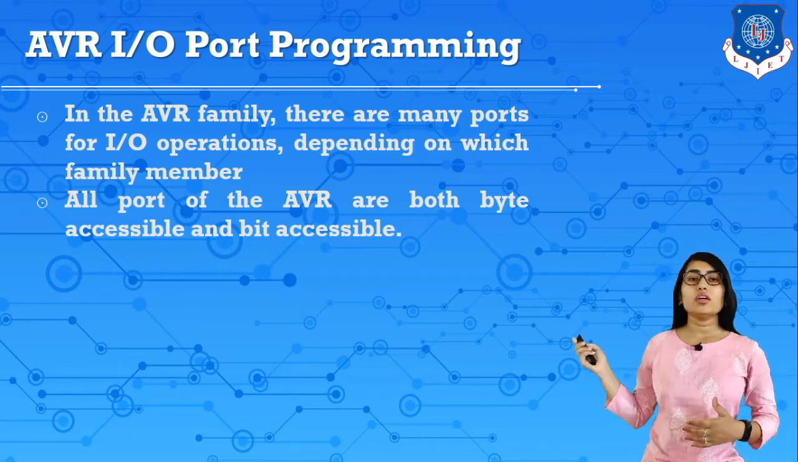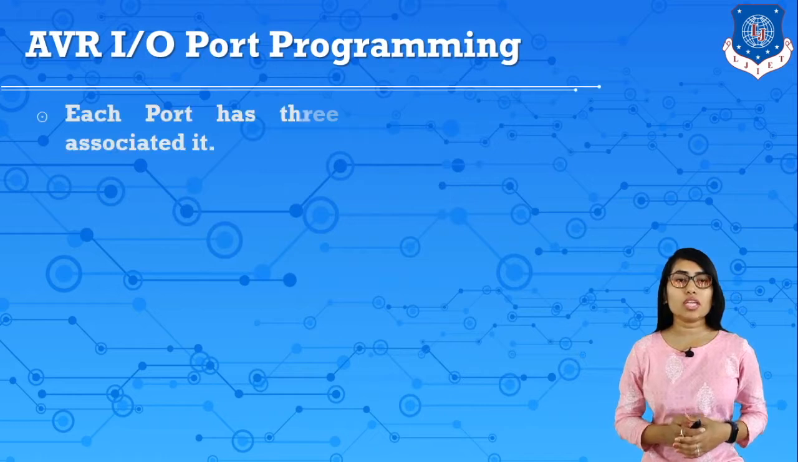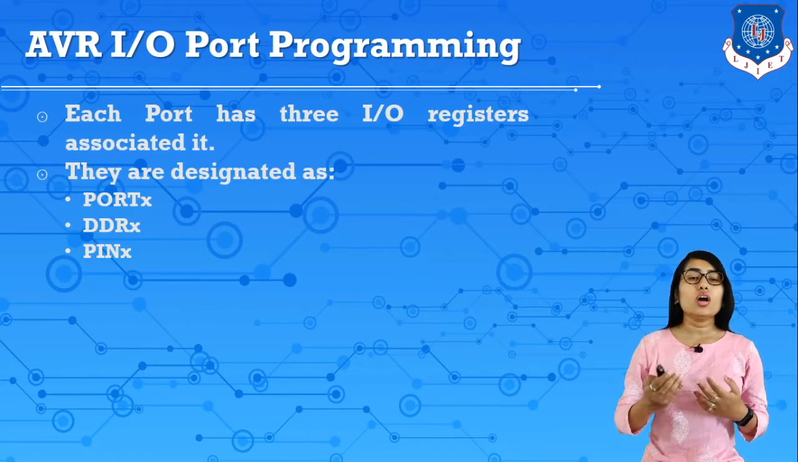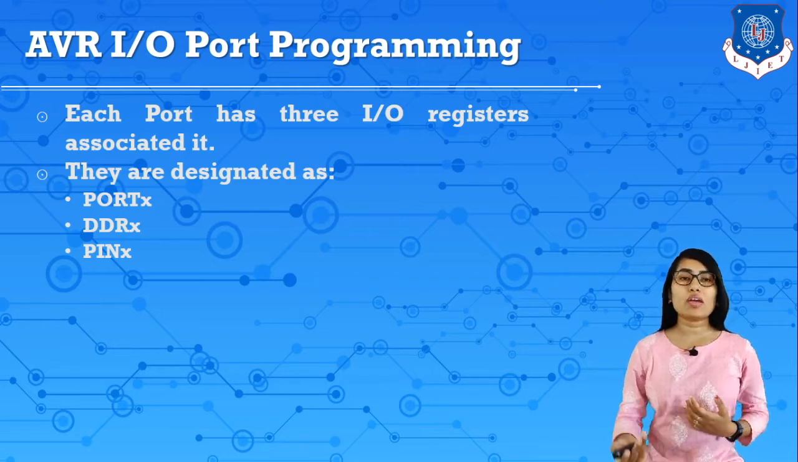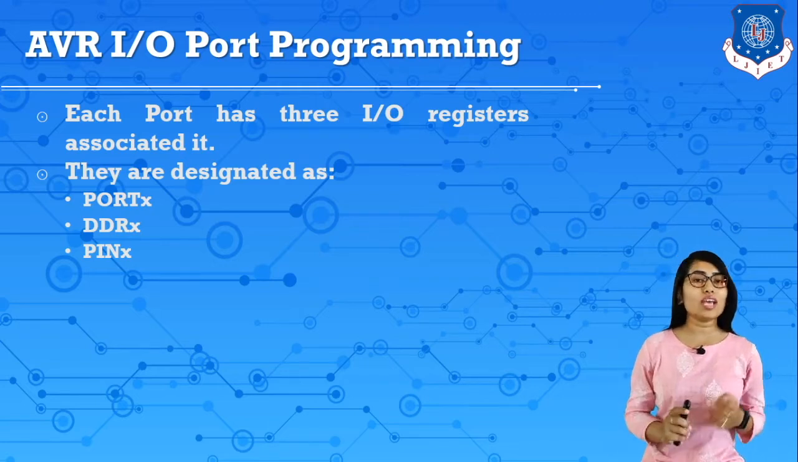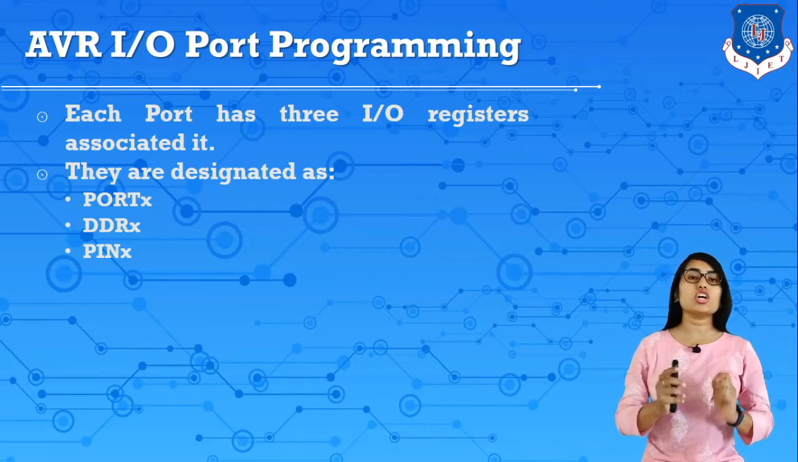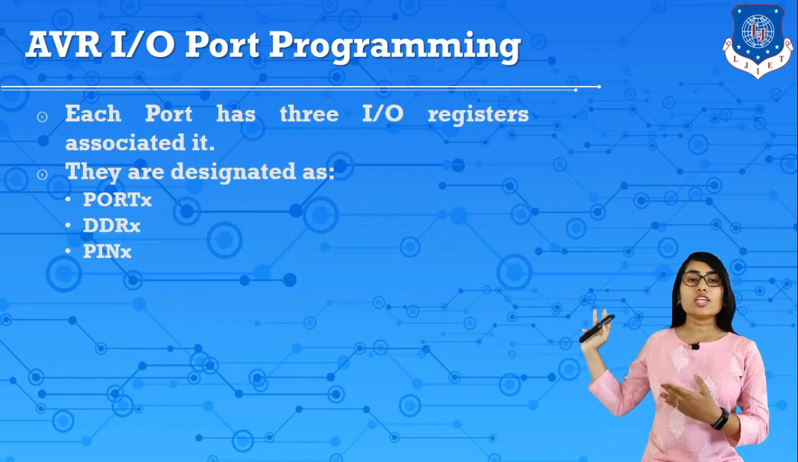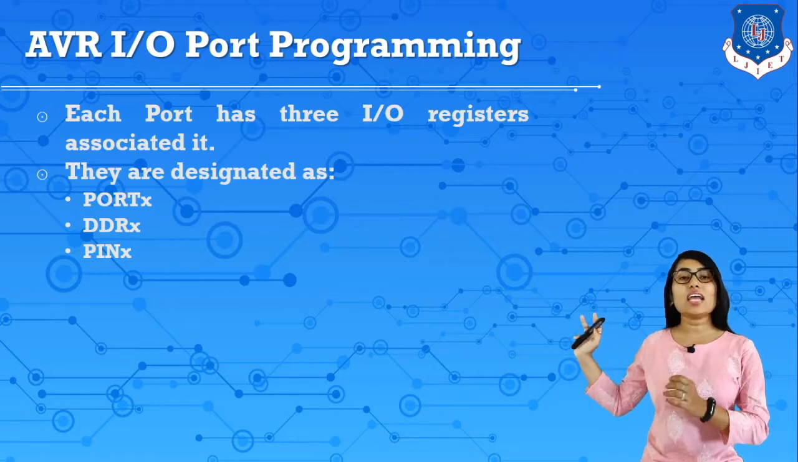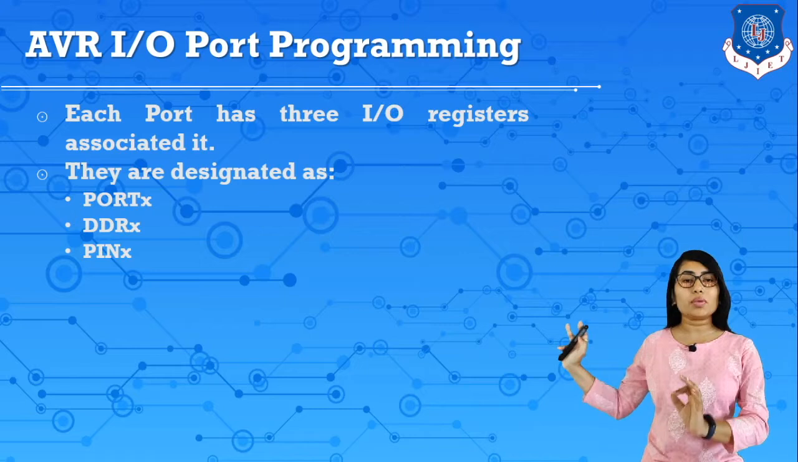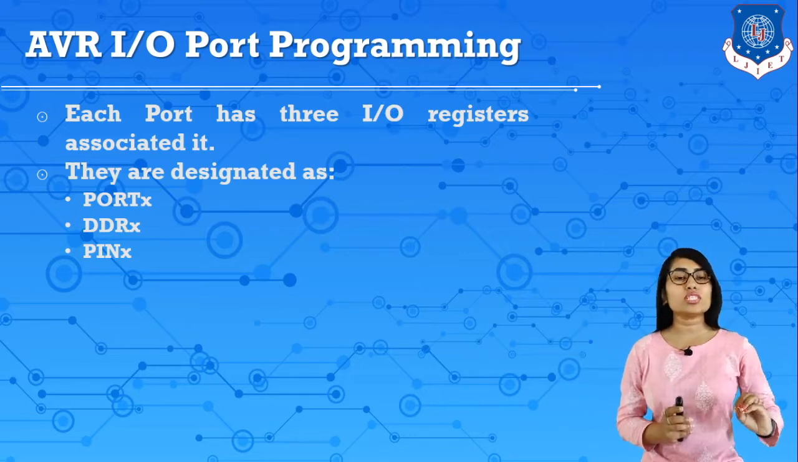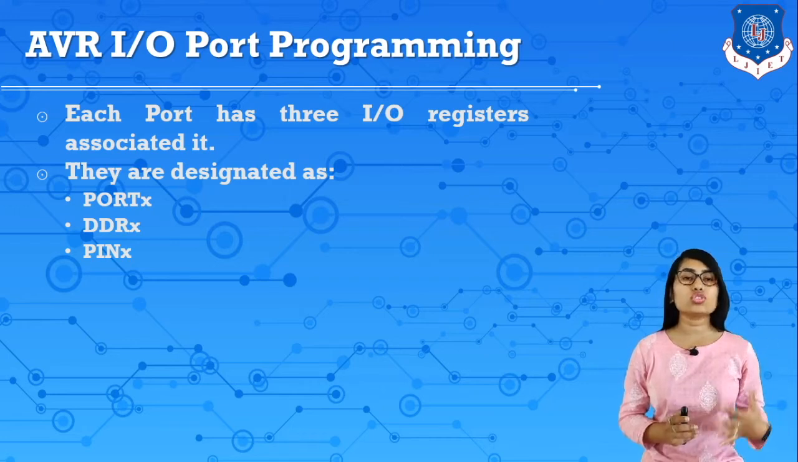While we perform input output port programming, it holds varieties of input output registers according to which device or family members are used. Each port has three input output registers associated with it. They are referred to as PORTX, DDRX and PINX. All three registers have one specific reason why they are used. So let's discuss the function of all three registers.